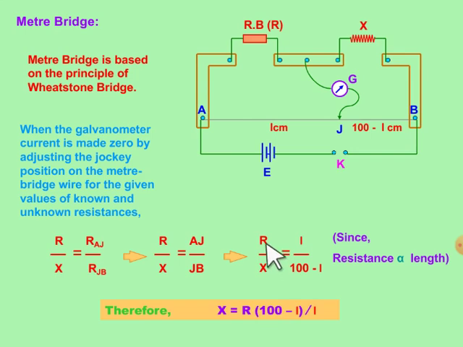The resistance through this part is directly proportional to the length. That is how we get K times L for AJ. So K means resistance per unit length. As length increases, resistance will also increase. That is what it means here.